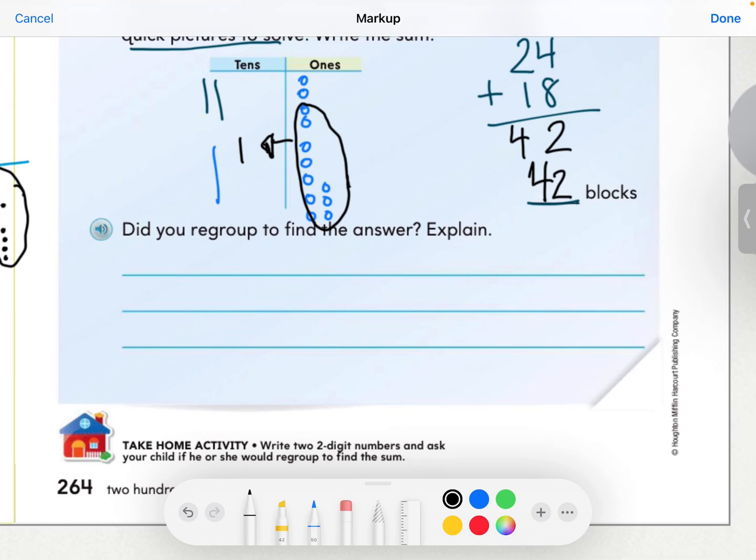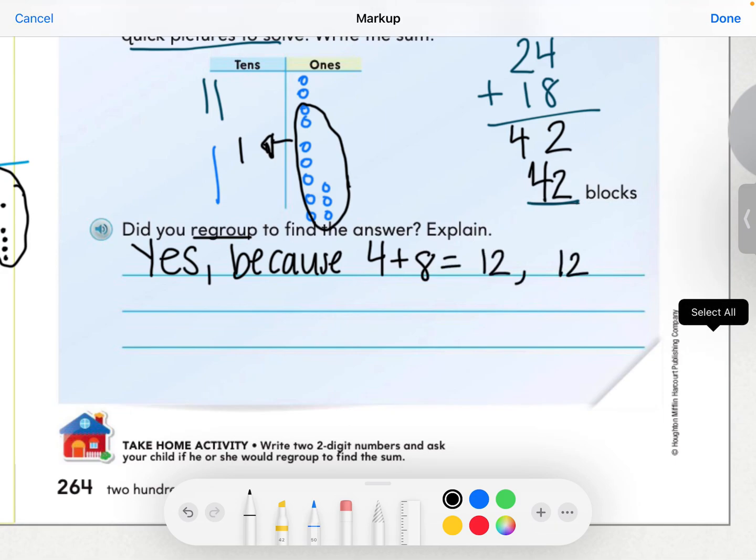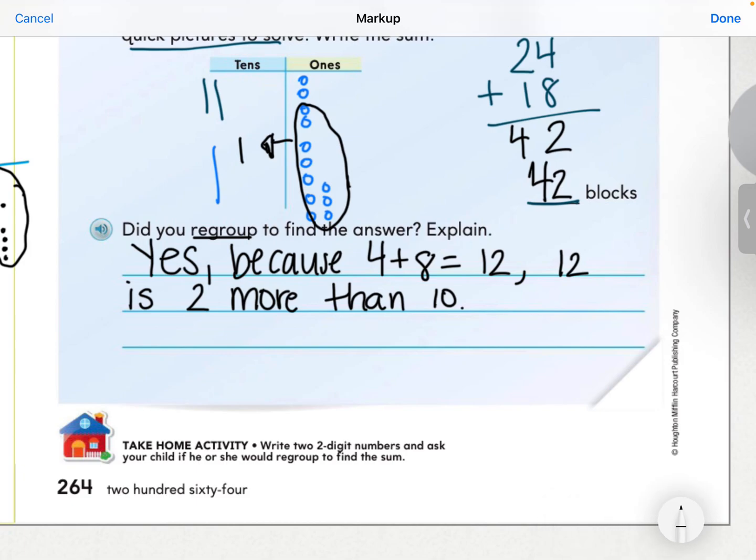Now my question down here is, did you regroup to find the answer? And friends, remember that when we regroup, that means that I grouped 10 ones together to make a 10. So did I have to regroup? Yes, I had to do that because 4 plus 8, which are my ones, equals 12. 12 is 2 more than 10. 10 ones is equal to 1 ten.